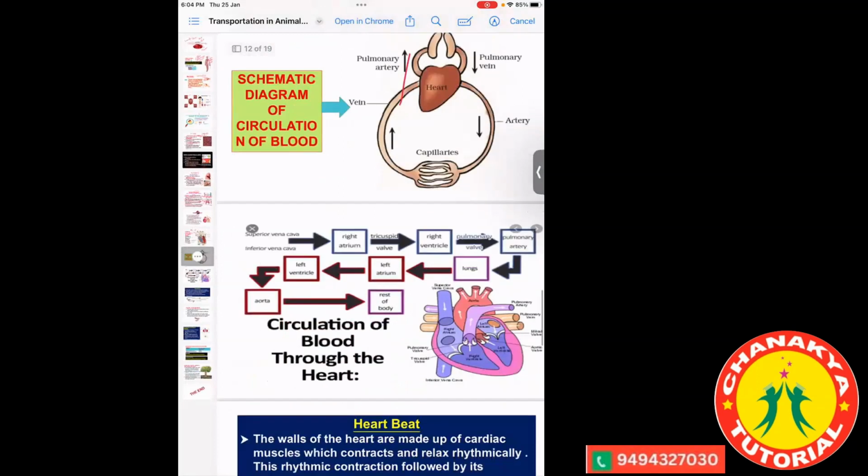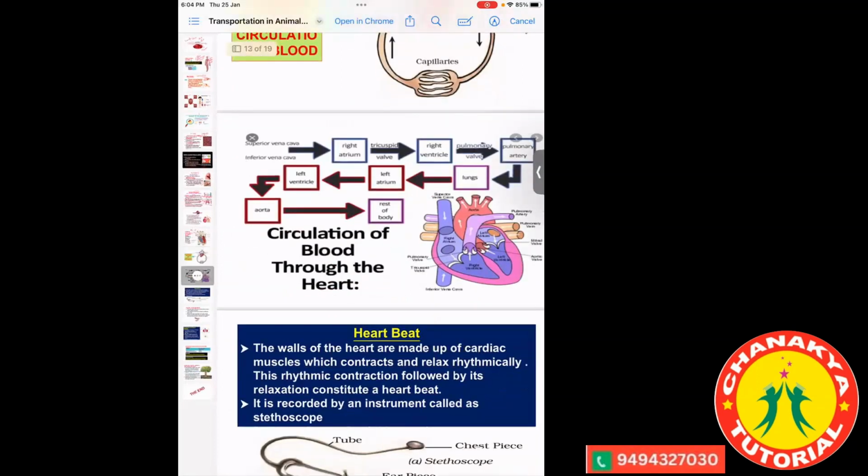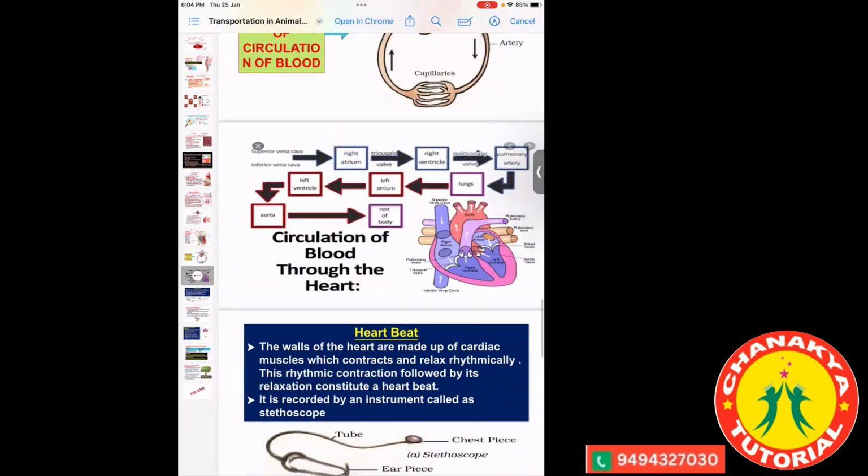So this is the same diagram that I have explained to you, in flowchart form. Through the superior vena cava, the impure blood, you can see the blue lines are basically the deoxygenated blood, enters into the right atrium. Now from the right atrium, it goes to the right ventricle with the help of a valve called the tricuspid valve. Now, when the right ventricle gets full of blood, it goes to the pulmonary artery through the pulmonary valve.